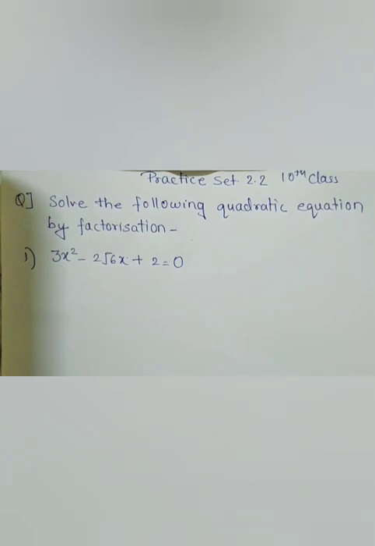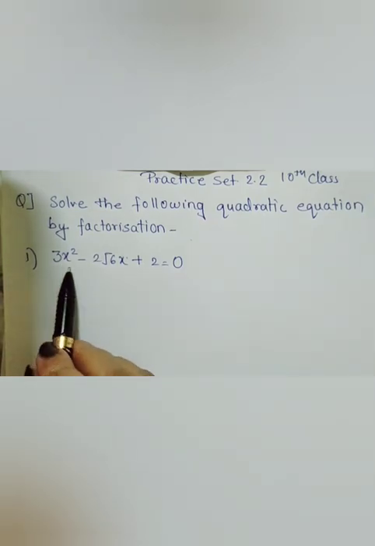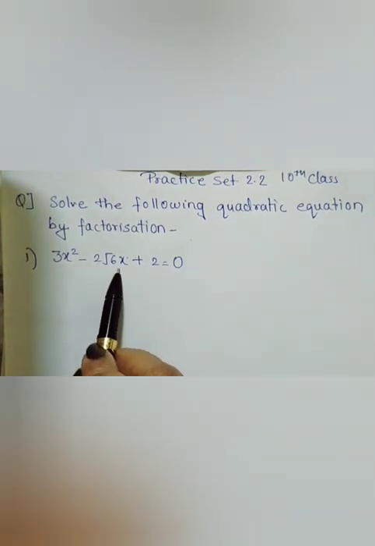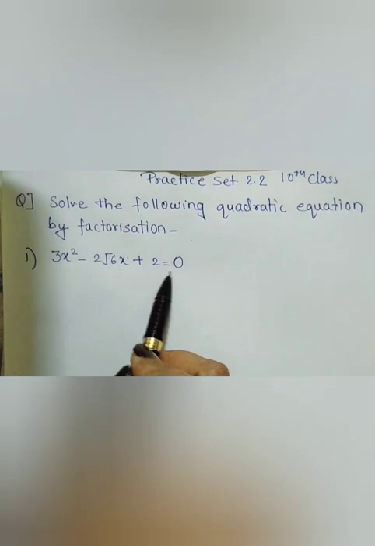Today we are going to practice class 10th quadratic equation, the remaining questions of practice set 2.2 of 10th standard. The question is: solve the following quadratic equation by factorization. The equation is given: 3x square minus 2 root 6x plus 2 equal to 0.